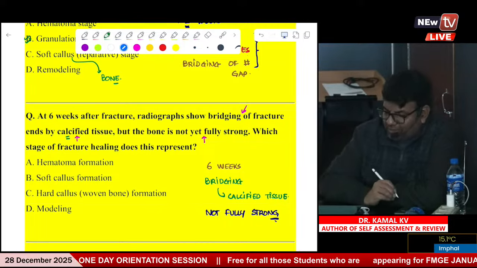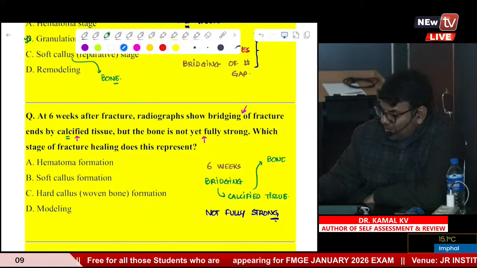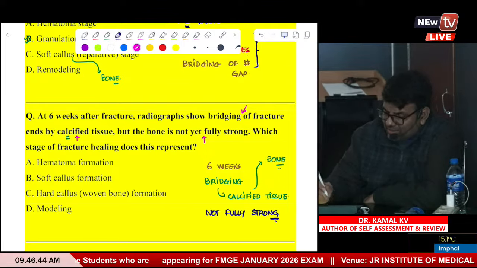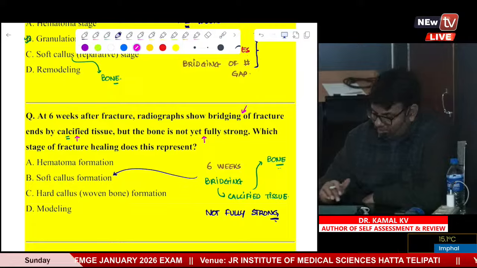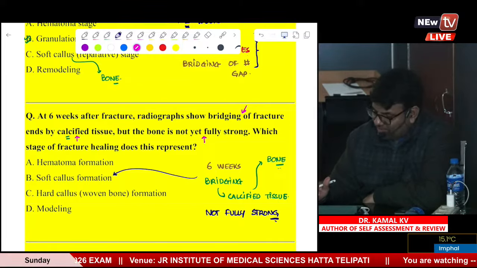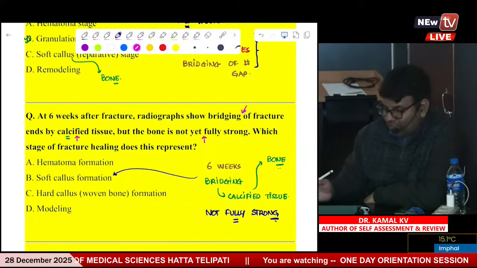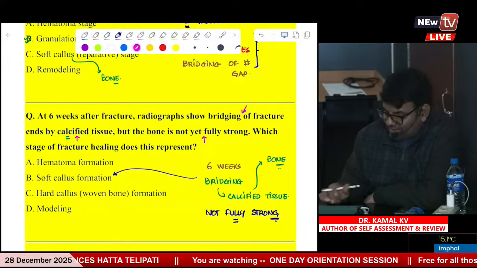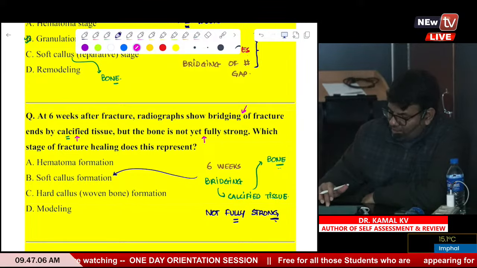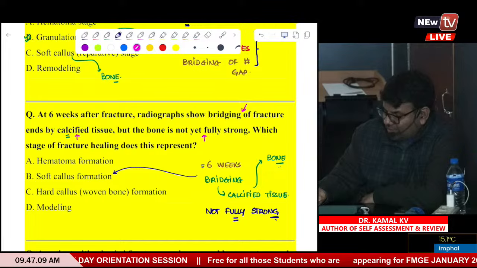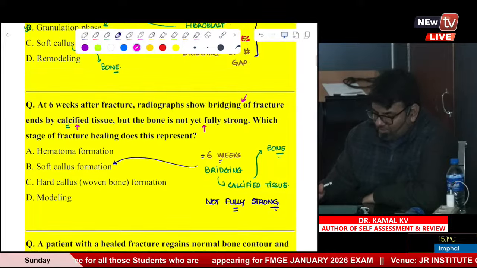What do you mean by the word calcified tissue? Calcium, yes, calcified means bone. So what will be your answer? It will be soft callus. Okay? So this is soft callus formation because it is not fully strong. If the word was fully strong, then you could have gone for hard callus. So this is soft callus. Okay? And again, time period is very important. 6 weeks. 6 weeks is for which stage? Callus formation. Yes.